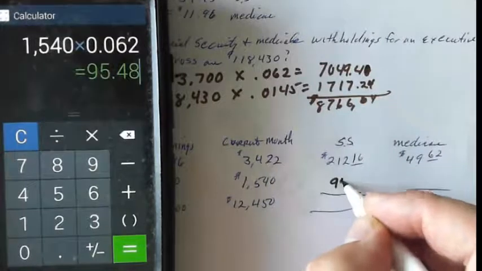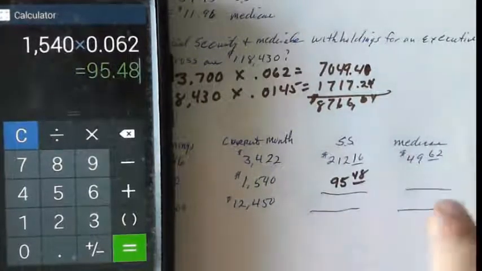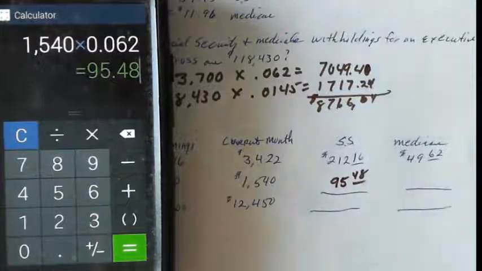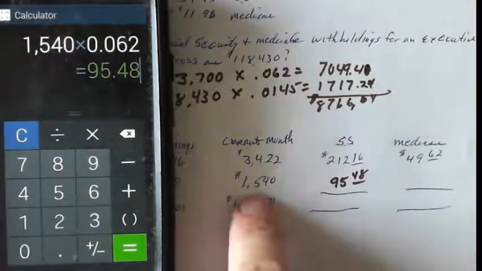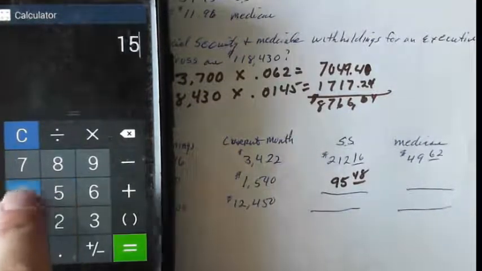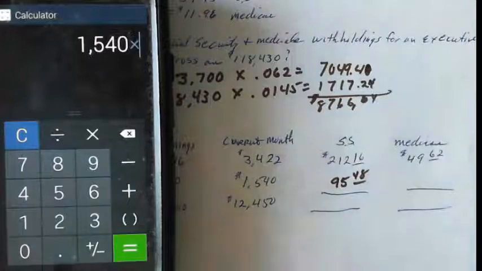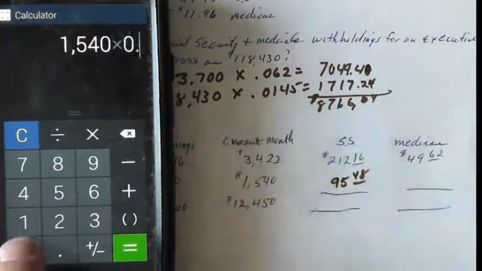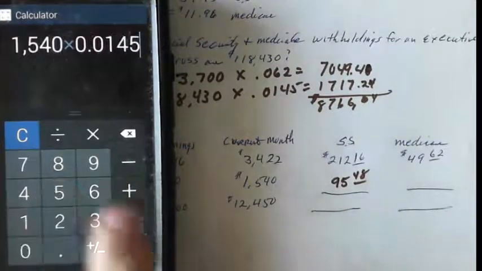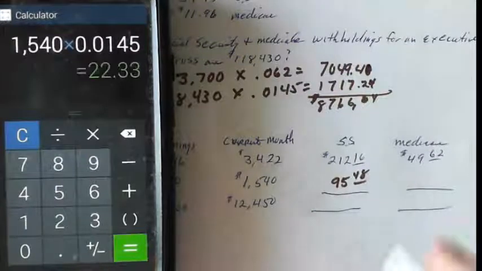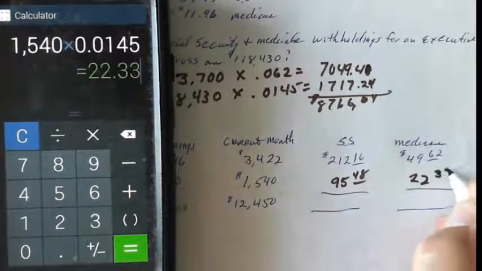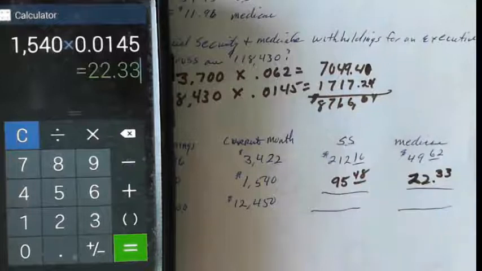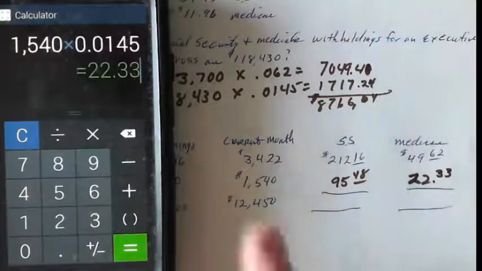That's $95.48. And Medicare tax, again, is going to be on his current month, so 1540 times 0.0145 equals $22.33. Okay, so it's pretty straightforward. They're not trying to trick you. It's just plugging the numbers in, doing it on a calculator.